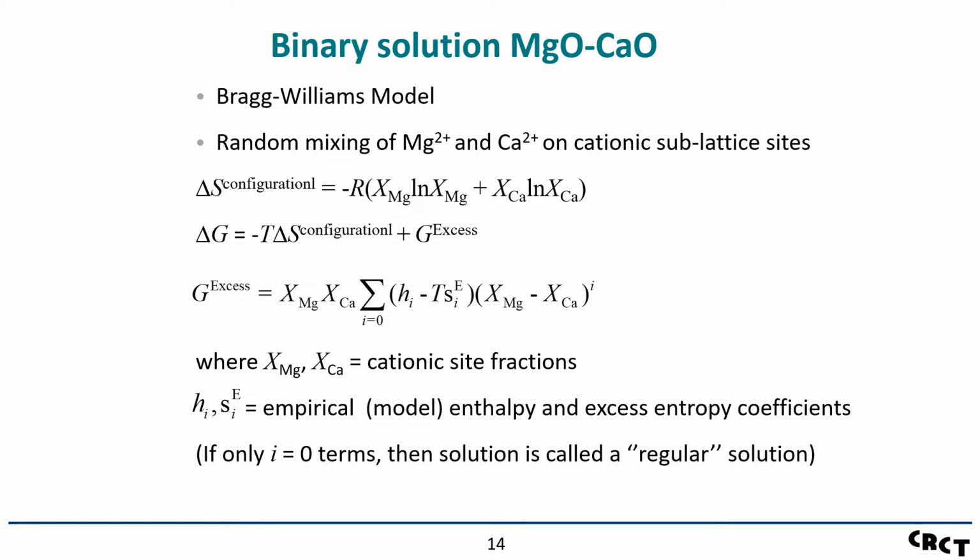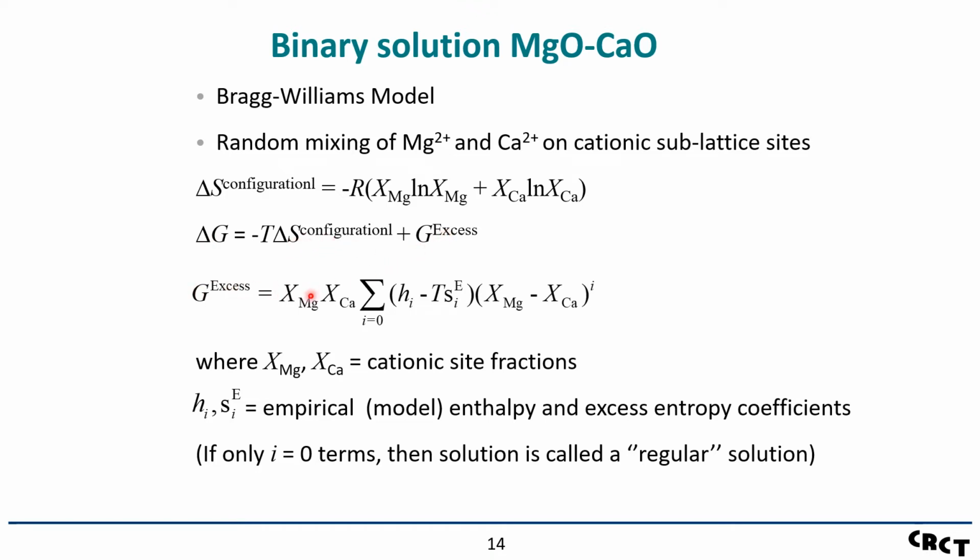We are assuming a random mixing of the cations on the cationic sublattice sites. The configurational entropy then is simply given by the ideal solution model. The activity is the mole fraction, the cationic fraction of the cation. So the x's here are the mole fractions on the cationic sites. The Gibbs energy of mixing is the configurational entropy term, the ideal mixing term, plus an excess Gibbs energy.